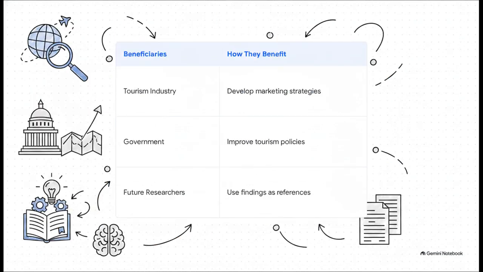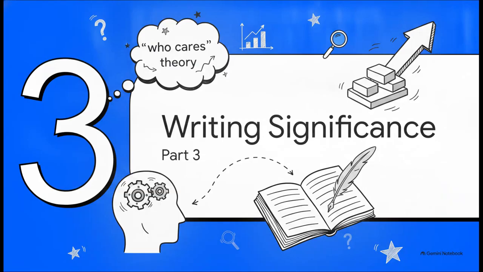Now let's zoom out to the macro level for a second, because your beneficiaries aren't just individuals. They can be entire systems. Like the tourism industry as a whole can use your data to develop better marketing strategies. The government can leverage your insights to improve broad tourism policies. And of course, future researchers can use your findings as essential references. It's all connected. A single, highly focused study really ripples outward. It affects everyone from the individual hotel manager we just talked about, all the way up to the macro-level government policymaker.